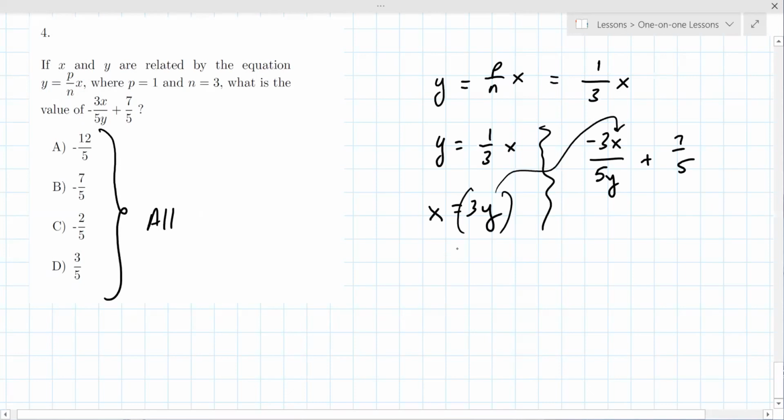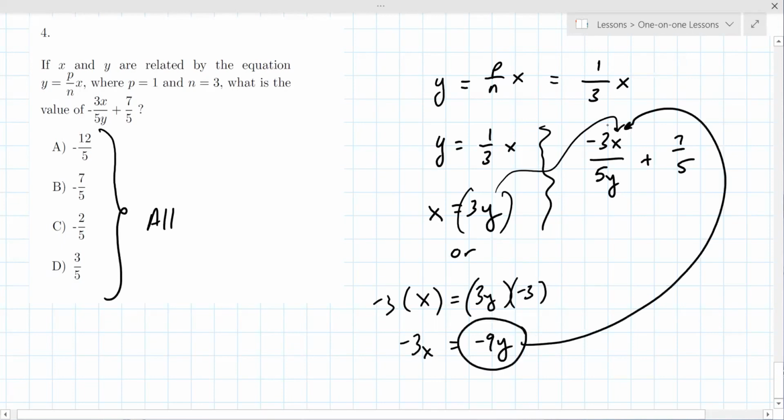Or you could make this 3x. You could multiply both sides by minus 3. And then minus 3x equals minus 9y. And then all of this can go in for this up here. You'll end up getting the same answer. It just kind of depends which way you see this problem. So which way do you see it? Substituting for just x or substituting in for minus 3x? Probably just substituting in for x.